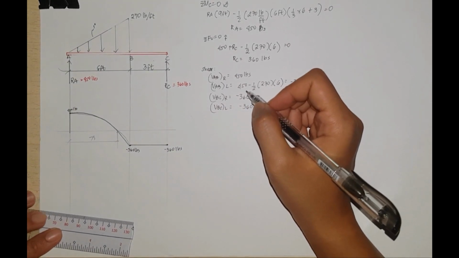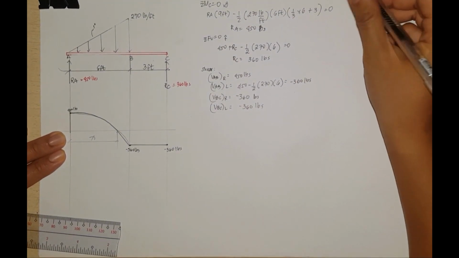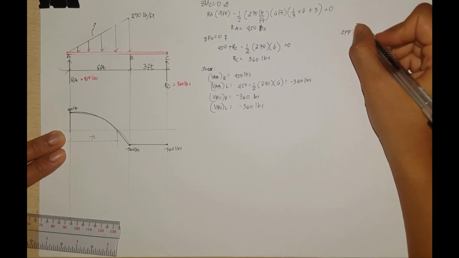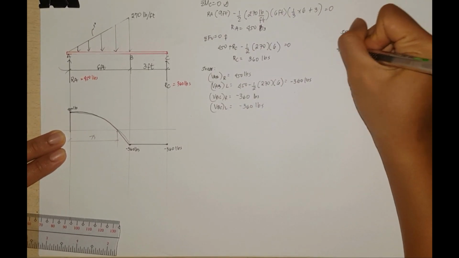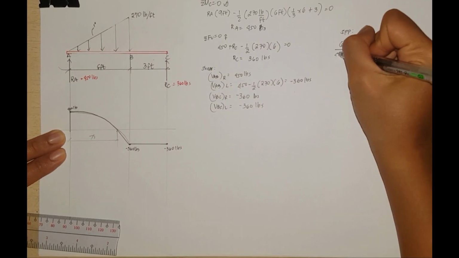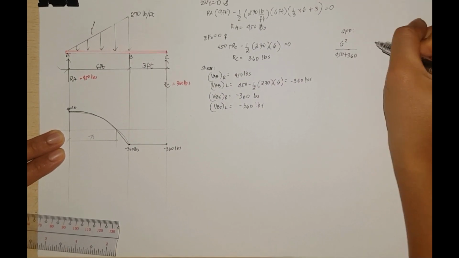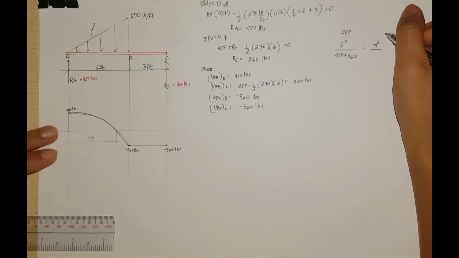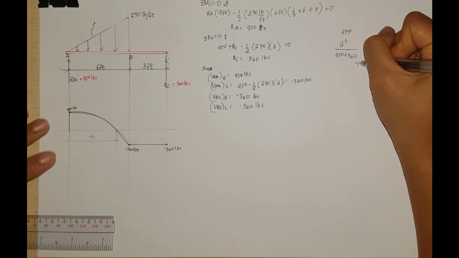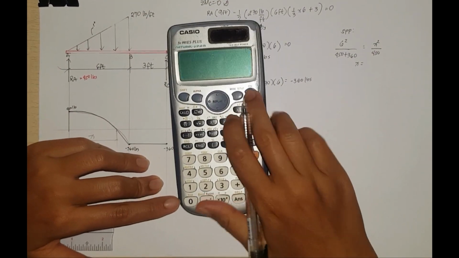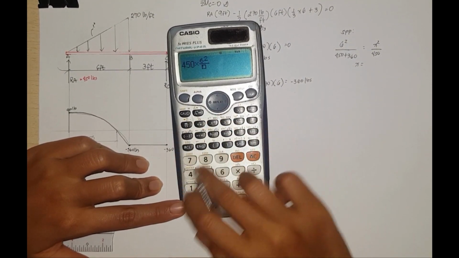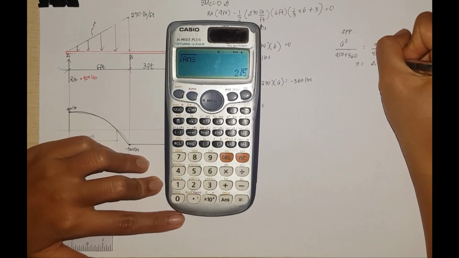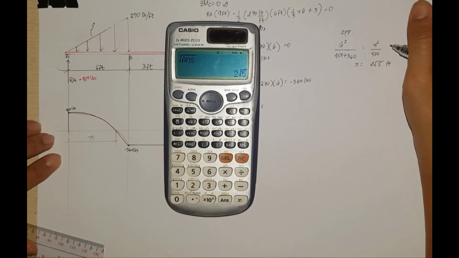So, how will we determine the value of x? By having the square property of parabola. Square property of parabola or yung SPP natin. In which, on this part, we have 6 squared all over 450 plus 360 is equal to x squared all over 450. Therefore, our x is equal to 2 square root of 5. So, 2 square root of 5 feet.